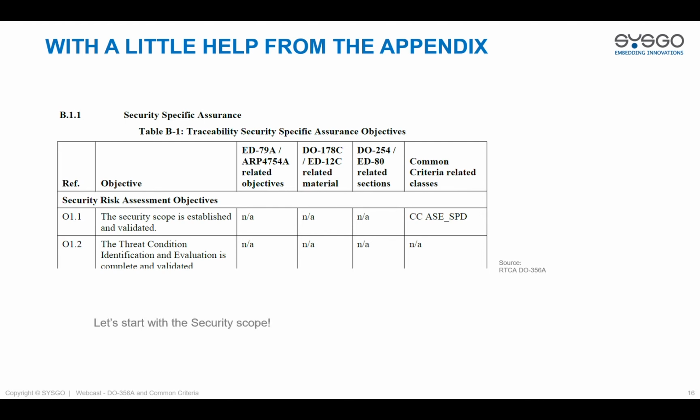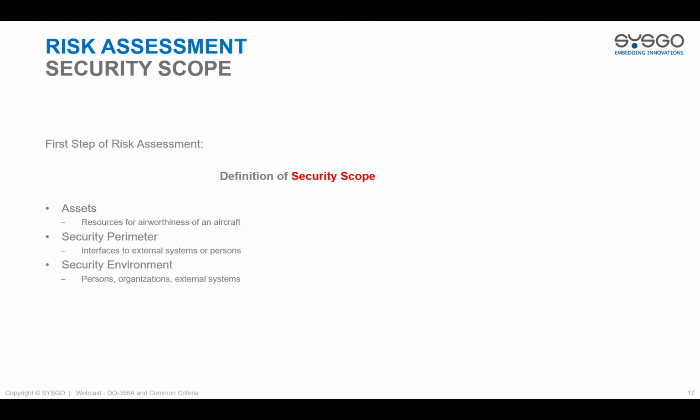So let's start with the security scope. It is the first step of the risk assessment, and the definition of the security scope first starts with the definition of the assets which need to be protected. Then you define the security perimeter, which basically is a catalog of all interfaces to the external systems or persons from the asset. It lists the security environment, which are all the organizations, persons, external systems, or even possible attackers that would be able to communicate with the assets via the security perimeter.